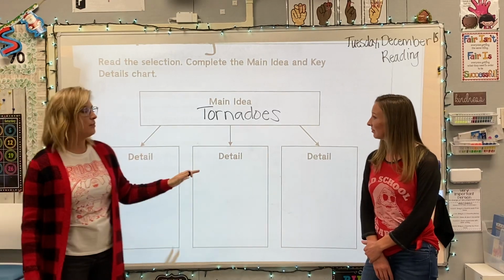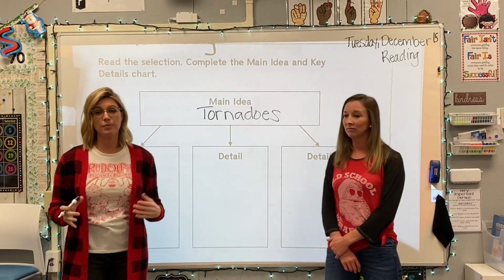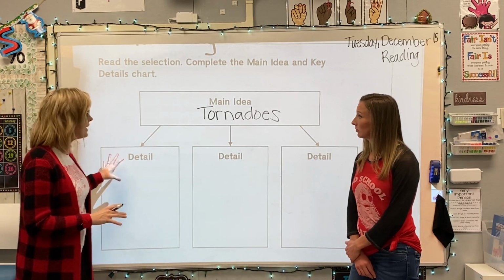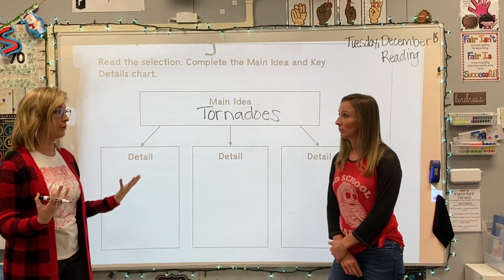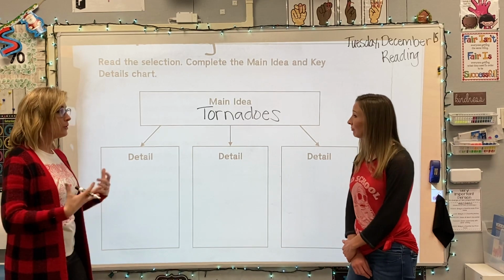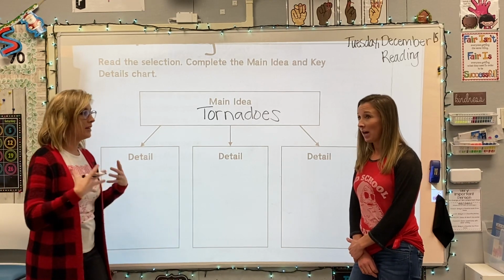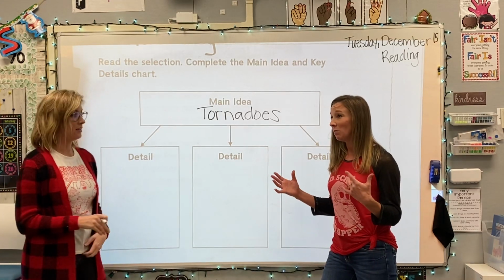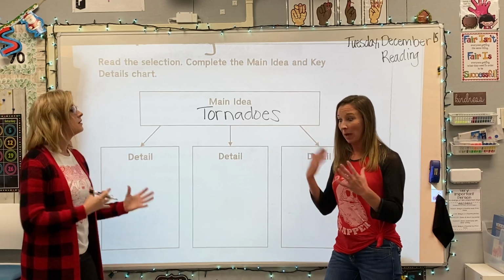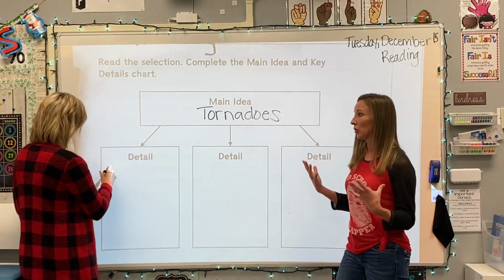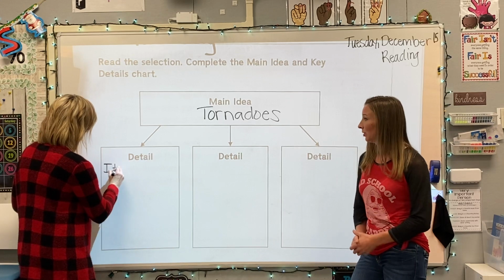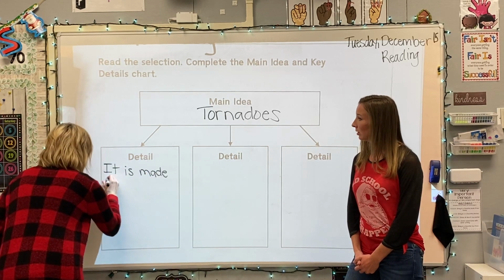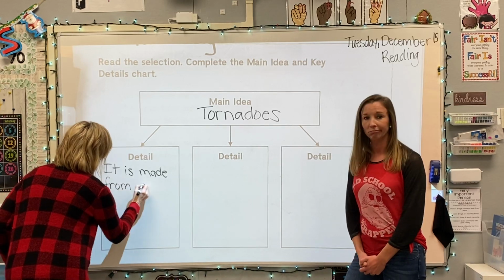And now we had to come up with 3 key details that were talked about in our story. I believe at the beginning of our story, they told us what a tornado is. Do you remember anything about a tornado? Well, I know that it's a storm to begin with. It is a storm, definitely. It's made up of really strong, powerful winds that end up turning around. Yes. So it is made from strong winds.